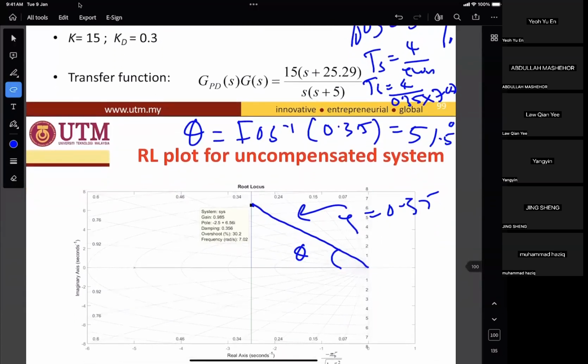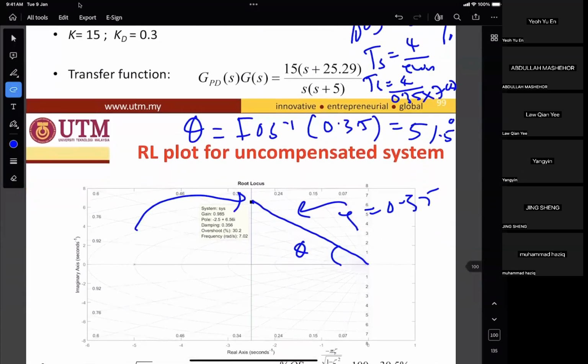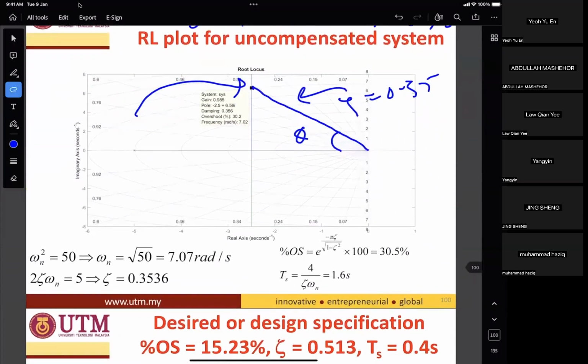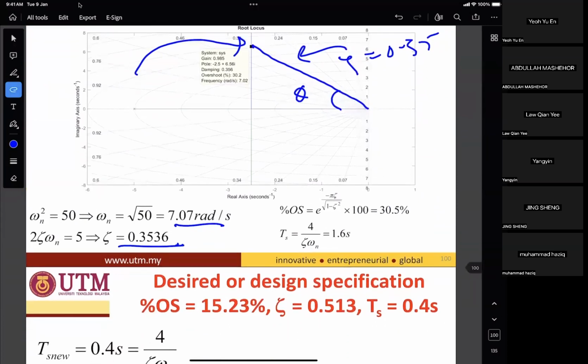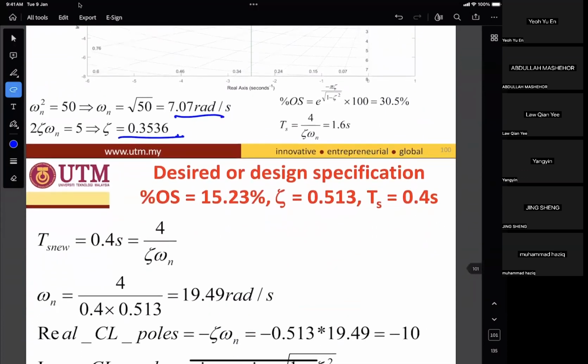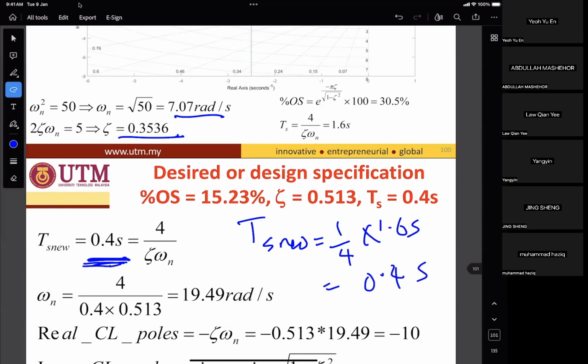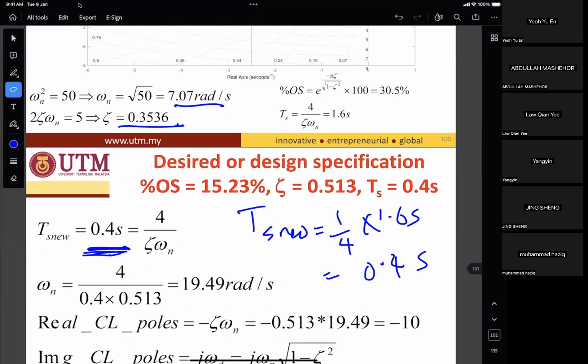And then this is the dominant pole. Okay, dominant pole. There you go. Ada dekat notes. So the desired is 0.4 seconds. This is the new one, 0.4 seconds. Because Ts new is equal to 1 over 4 multiplied by 1.6 seconds. So 0.4 seconds. Okay, the new spec.